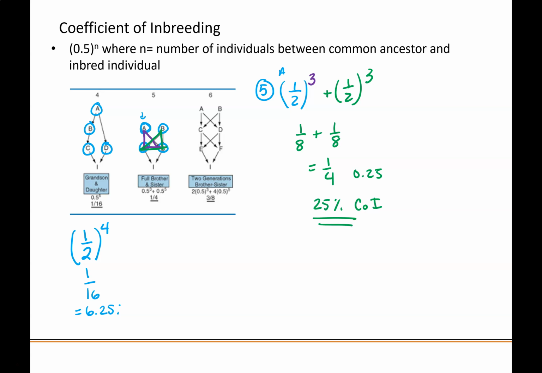I'm not actually going to do number 6 because I'm not going to give you one that complicated on a test, because quite honestly, it hurts my brain a bit to do it. But there are many different ways that we have to calculate. You have to calculate all the possible combinations between these 2 common ancestors. And you can see here we get 3/8, which is almost 50% coefficient of inbreeding.